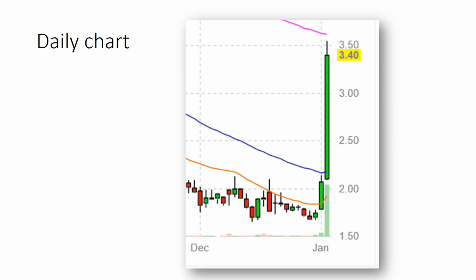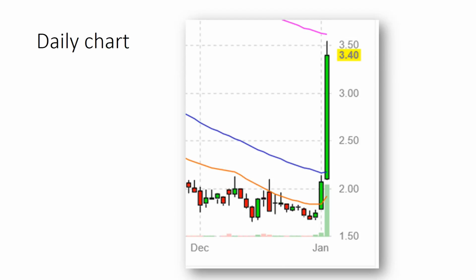So if you zoom into a shorter time frame, let's say the 15-minute chart, you'll get a better idea of that daily movement. Did it move up all at once? Did the move happen in 5 minutes? Or did it happen throughout the day? And that's really, really important to know.